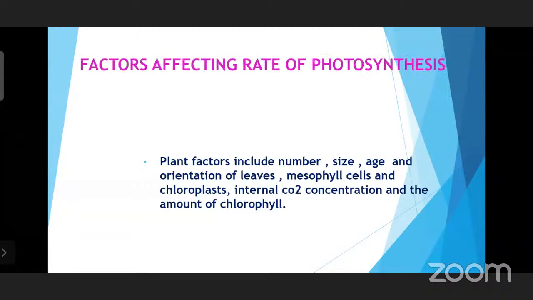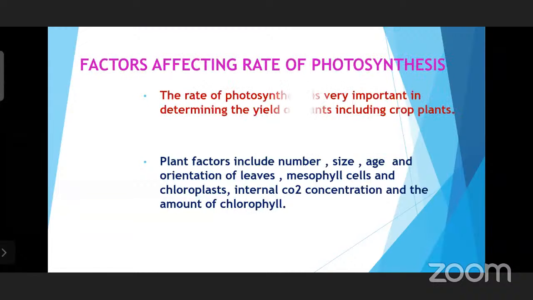So let us begin with the factors affecting the rate of photosynthesis. The rate of photosynthesis is very important in determining the yield of plants, including crop plants. Plants are the producers, and all of them undertake photosynthesis. The more photosynthesis they undertake, the more yield there will be. These crop plants are our food. So definitely the photosynthesis rate must be higher and higher, so that the photosynthate, the product, will be high as per the increasing population. The rate of photosynthesis must be high in crop plants.